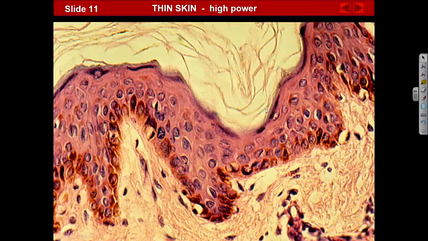Okay, so now here's thin skin again. So epidermis is this layer here. Dermis is down here. This is stratum basale, which will contain melanocytes. Stratum spinosum. Stratum granulosum, so you can see the granules. And stratum corneum. Any questions?